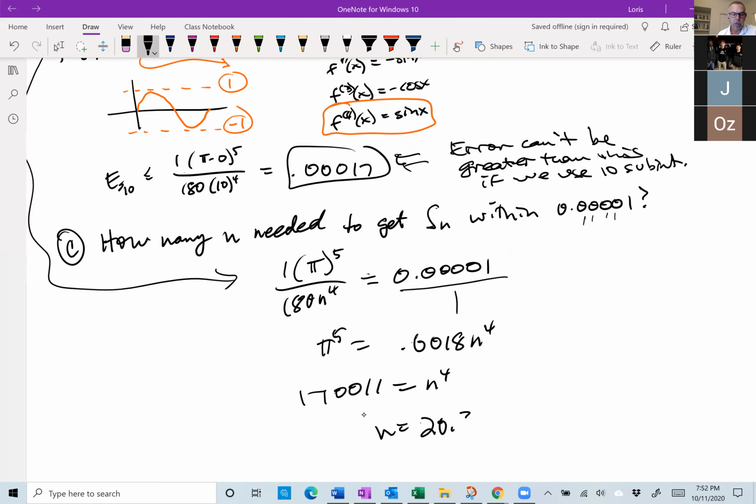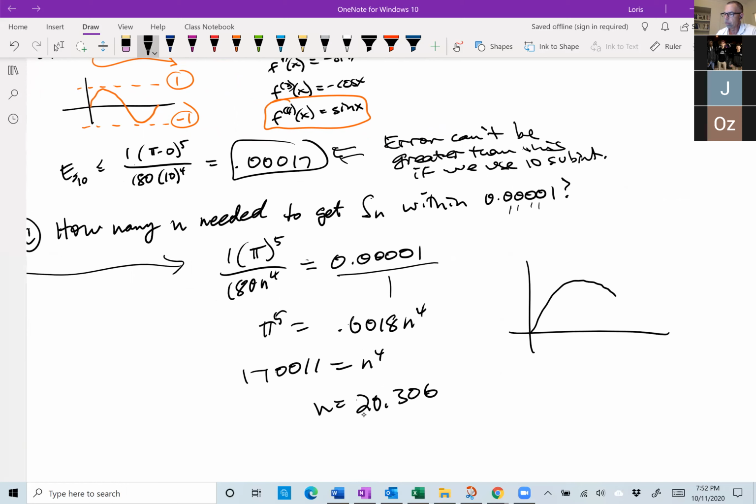So basically what you're doing is you're taking sine of x and going from 0 to pi, and you're approximating the area under the curve using subintervals with Simpson's rule. You can't have 20.306 subintervals, so you're going to round up. When you round up, you get 21, but Simpson's requires an even number of subintervals just because of the way it works. So that needs to be 22. That's how many subintervals you need to get this accuracy.